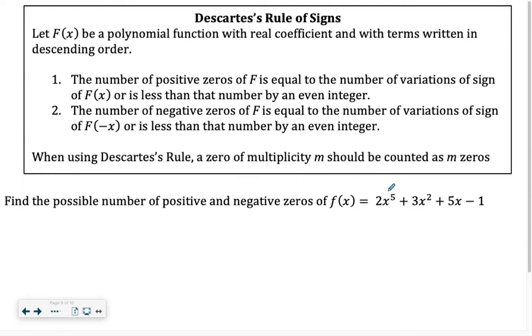All right, on my f of x, my first term is positive, my second term is positive, my third term is positive, my fourth term is negative. There is only one sign change. That means that there is one positive zero.